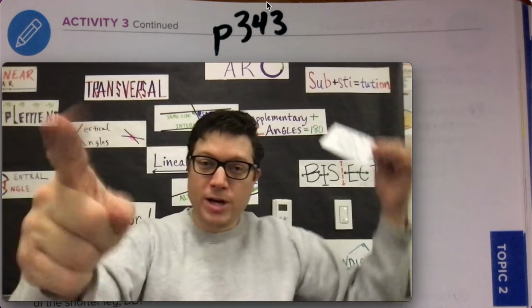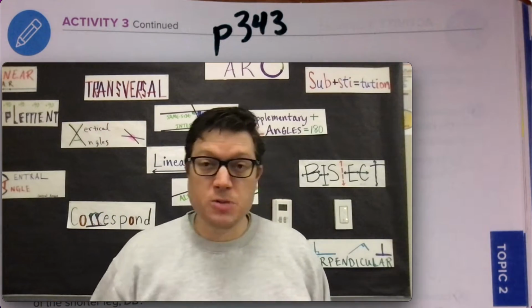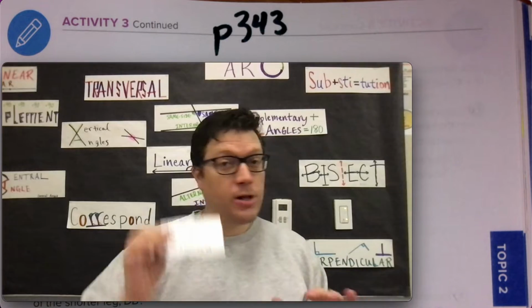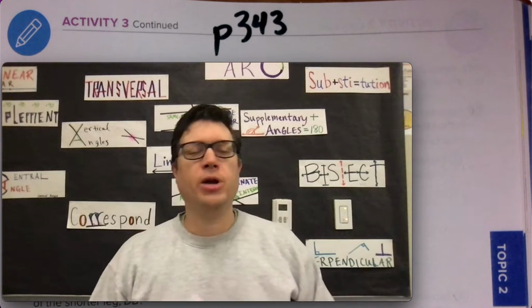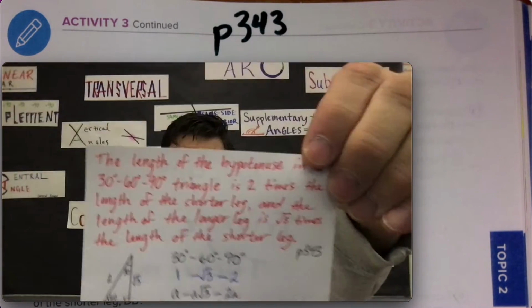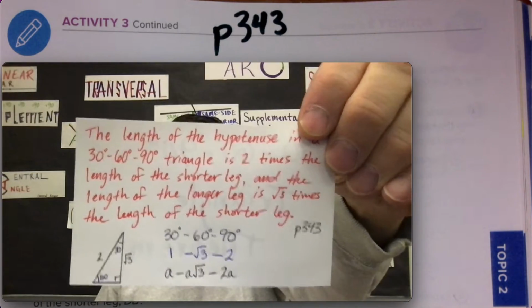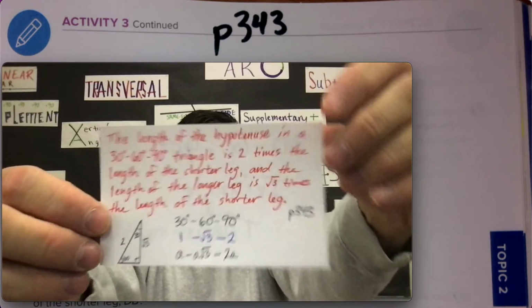About page 343, we are talking about special right triangles and specifically, reminder, the 30, 60, 90 triangle theorem. If you don't have that note card made, make one. You can find it on page 343. We're going to kind of reveal the answer here as we go through this paper.